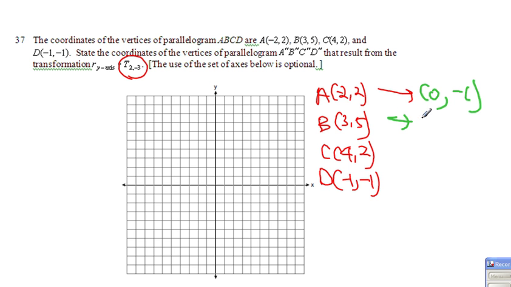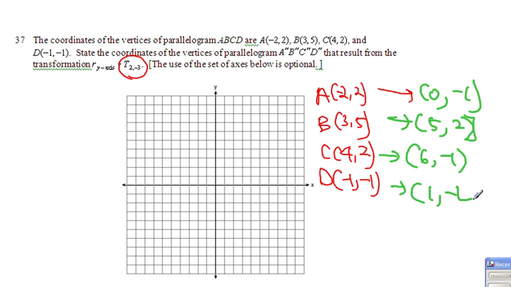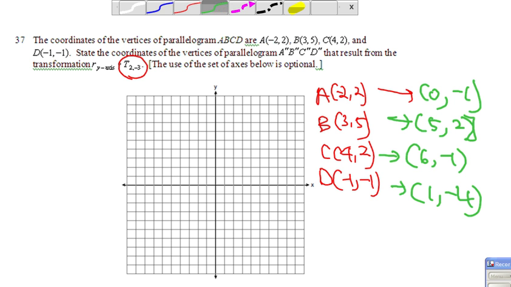And the second one, here we get 5, 2. Third one is 6, -1. This -3 plus 2 becomes still -1. -1, -1 for D becomes 1, -4.